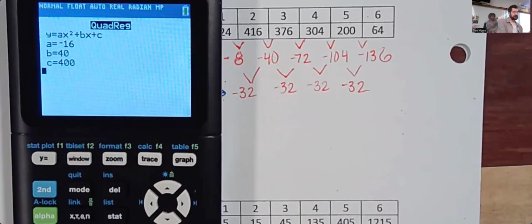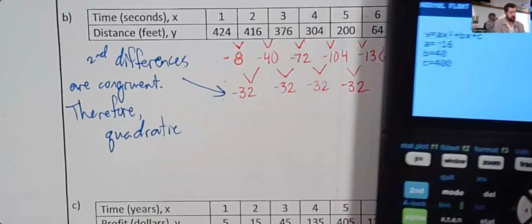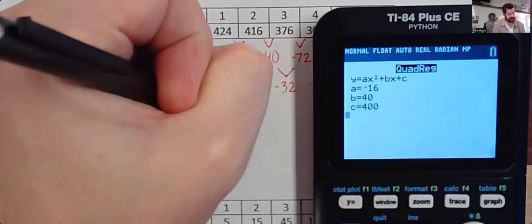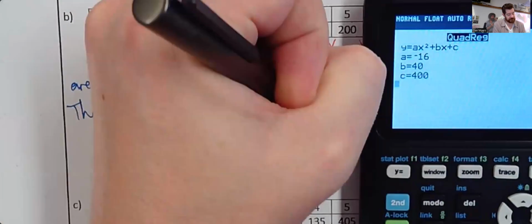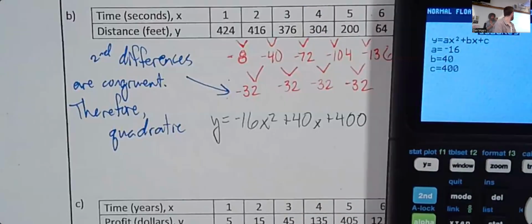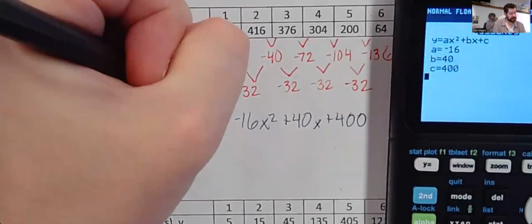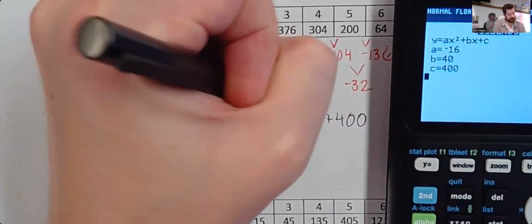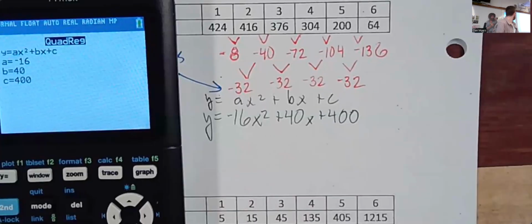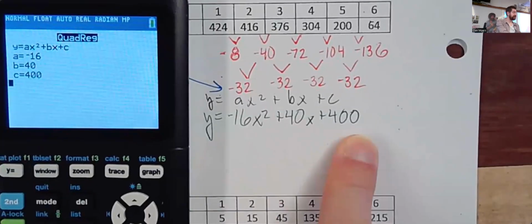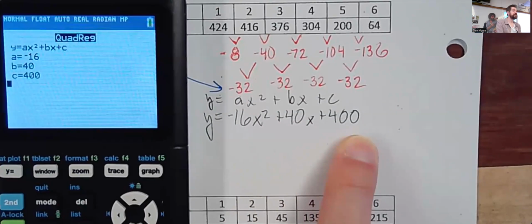So when we write our equation, we're going to say y equals negative 16x squared plus 40x plus 400. Because A, B, and C. That was y equals ax squared plus bx plus c. And it just tells you right here the values of A, B, and C. So you just plug those in for A, B, and C, and that's your quadratic equation in standard form.